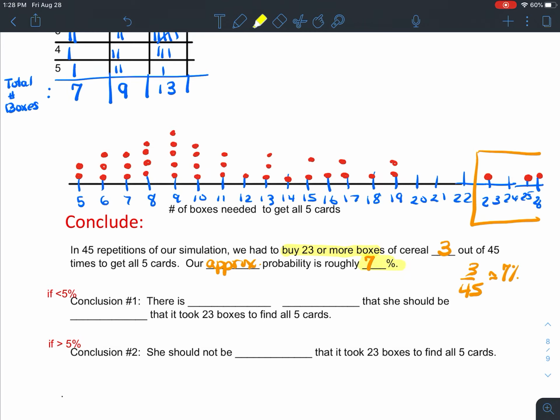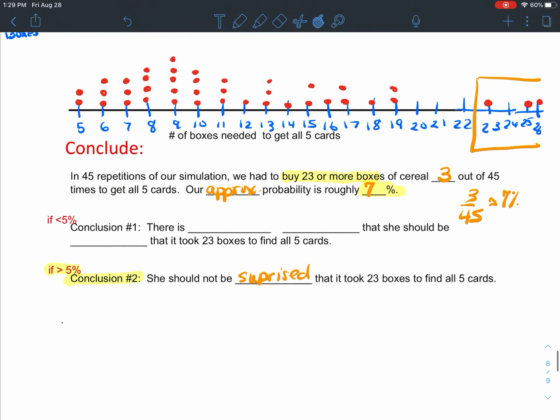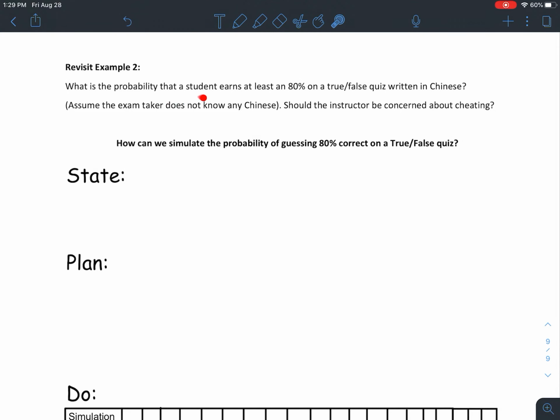Now we have to decide, our conclusion is going to be one of these two things. If our percent is greater than 5, then our conclusion is this one down here, which is where we're at. We should say that she should not be surprised that it took 23 boxes to find all 5 cards, because the likelihood of needing to buy 23 or more boxes of cereal is above that 5% threshold. 7% doesn't feel like a very high chance, but 5% is our benchmark. Anytime a probability is over 5% in the stats world, we're saying that is likely to have occurred by chance. If it's under 5%, then it's not very likely that it could have occurred by chance, and maybe she should be surprised that it actually took her 23 boxes to get the full set.